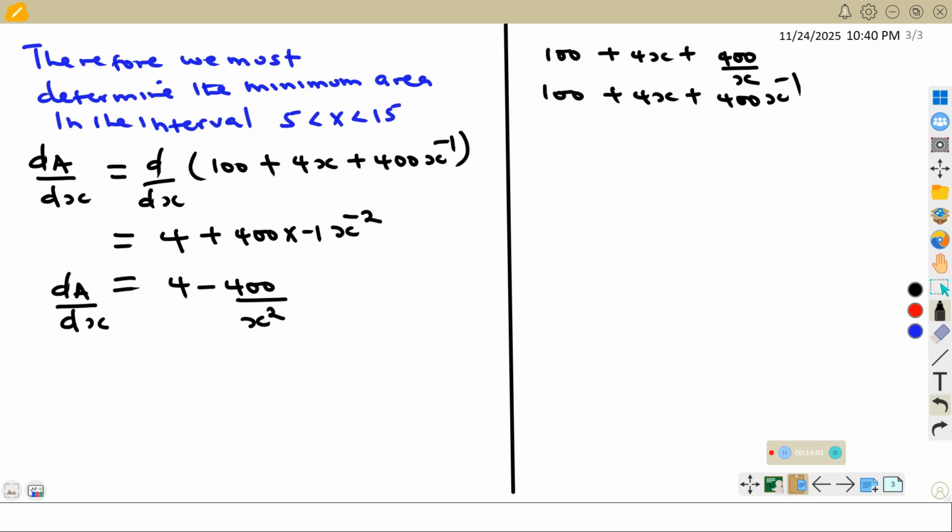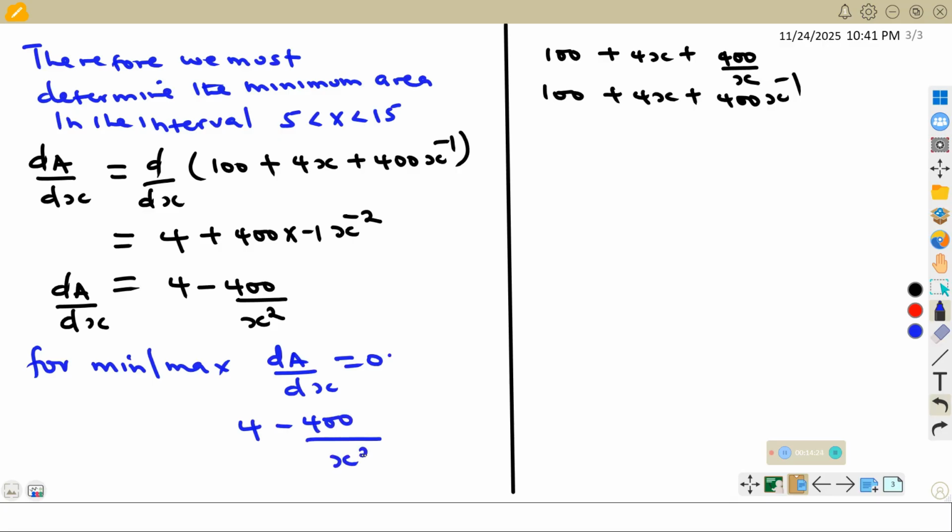But we understand that for minimum or maximum, the dA dx should be equal to 0. So for that case, let us equate this one to 0. 4 minus 400 divided by x squared is equal to 0. And we go on and get the values of x.